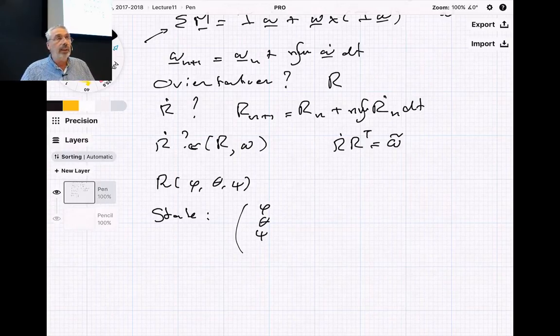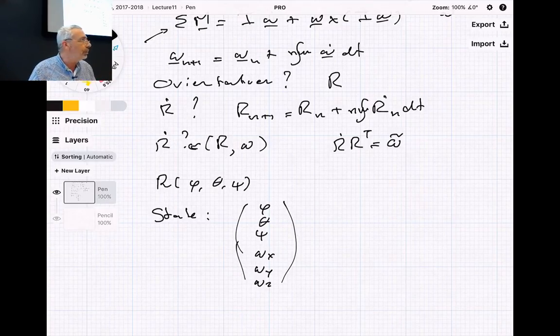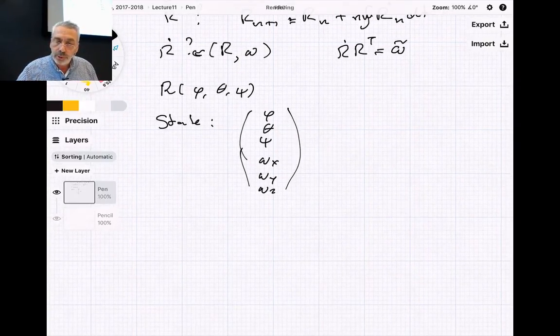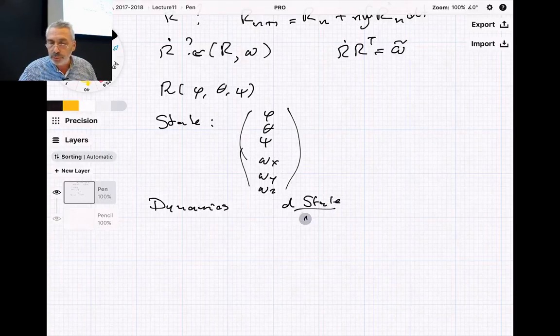psi. And then, so that is the orientation, and then for the speed, we just take the three angular velocities, and it can be either body fixed or frame fixed. For now, that's not the issue. That's not so important. So that is the state of the system, and then of course the dynamics of the system is described by saying, well, that's the derivative of the state with respect to time. That's the dynamics. And so what we have to know is what are these time derivatives of these Euler angles.